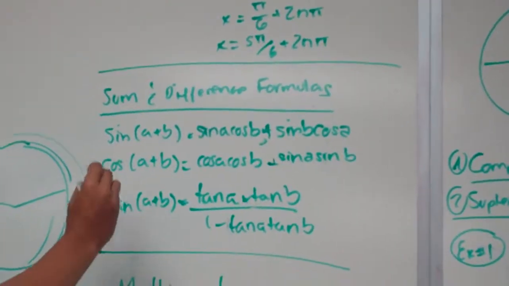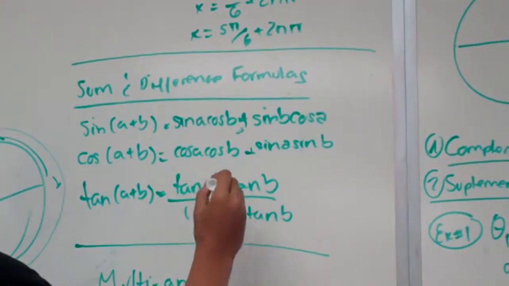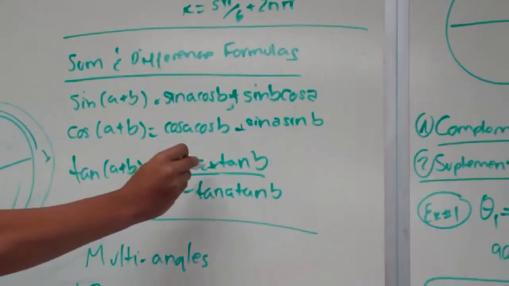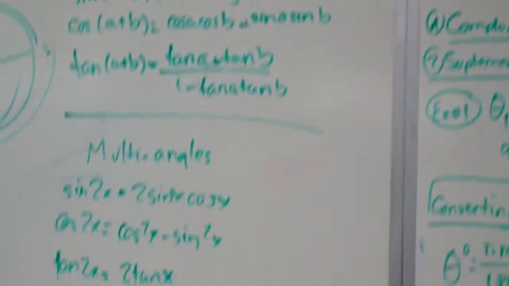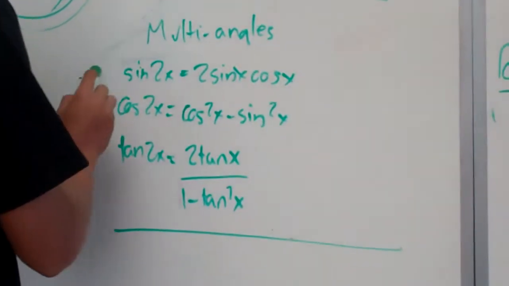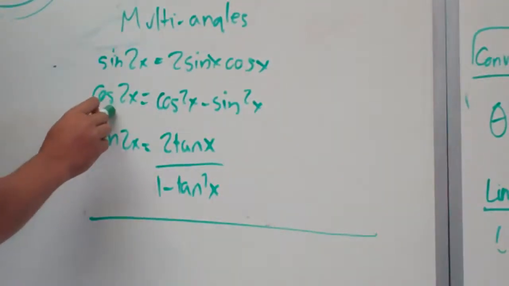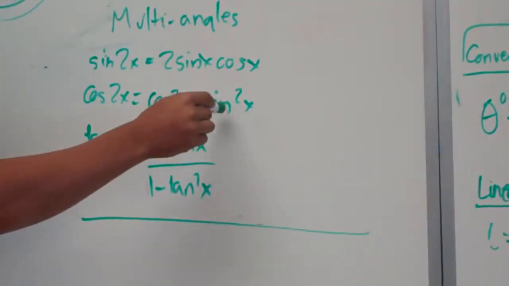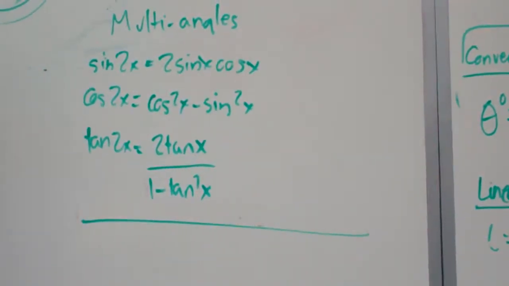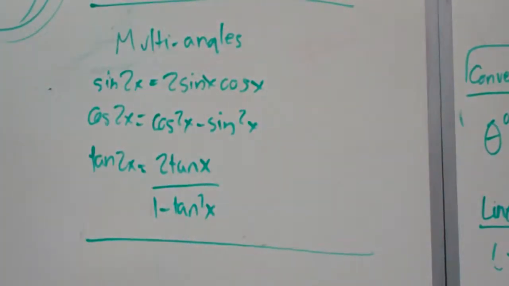And then tangent of a plus b would be tangent a plus tangent b over 1 minus tangent a tangent b, and if it was subtraction, we just have to change this sign to negative and this sign to positive. And then for multiple angles, we know by a proof that sine of 2x is the same as writing 2 sine x cosine x. Cosine of 2x equals cosine squared x minus sine squared x, and tangent of 2x equals 2 tangent x over 1 minus tangent squared x. And then we can use these formulas to also solve trig equations.